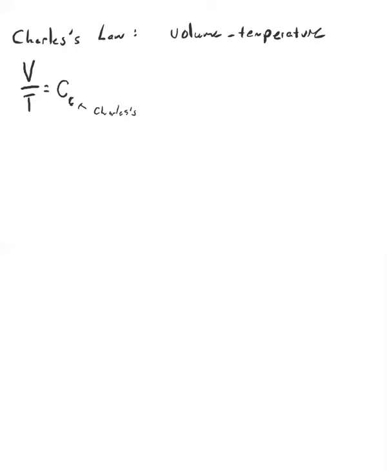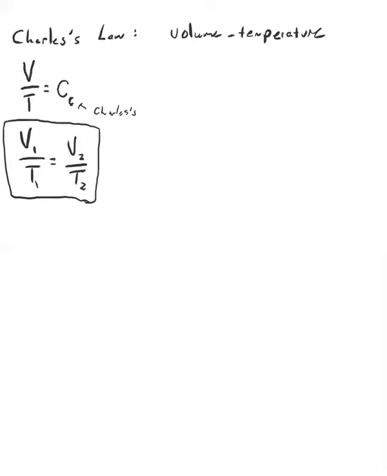So notice it's not the product. It's not V times T, it's V divided by T. Okay, so that's an important aspect. That leads to this relationship: V1 over T1 is equal to V2 over T2. Okay, and that's typically the way we write Charles's law.